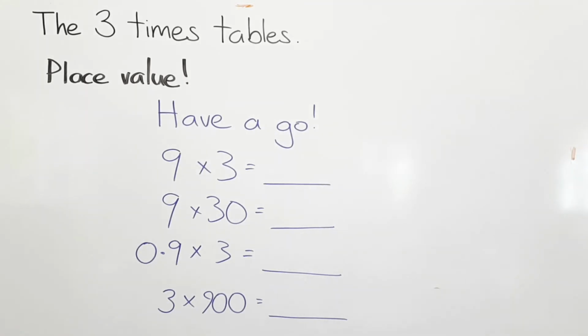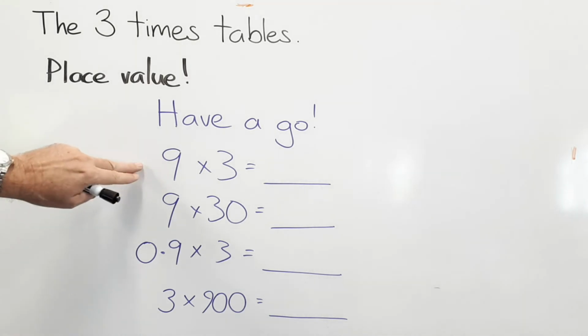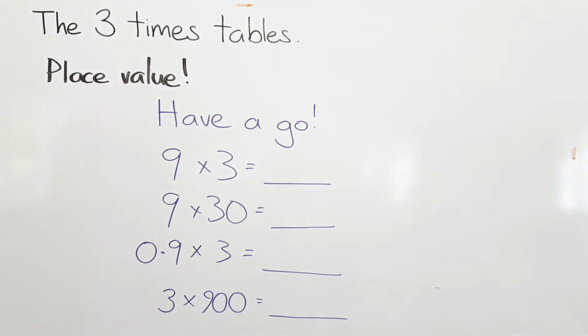Okay, so if you're watching at home, just pause this and have a go. You might want to write it out for yourself. If you know what 9 times 3 is, you can fairly easily work out what the other answers to these are using your place value. So just pause it here for a second, have a go, and I'll come back to you.